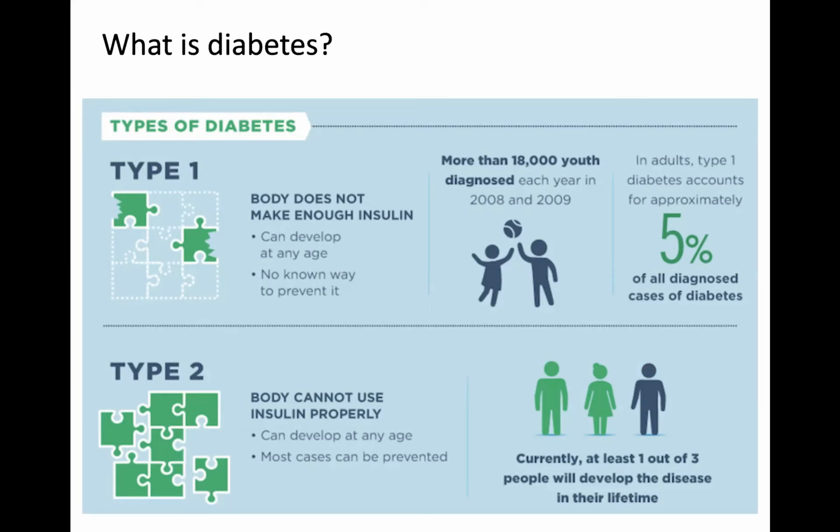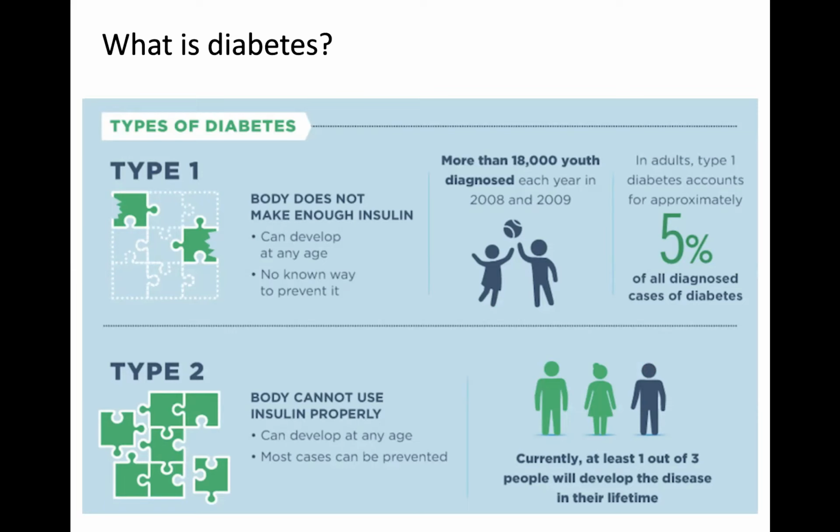And in type 1 diabetes, your body just doesn't make enough insulin. We don't really know why, but we do know that it's a lack of insulin. And as far as we know, there's no way to prevent it. And it's a lifelong thing that you have to deal with.